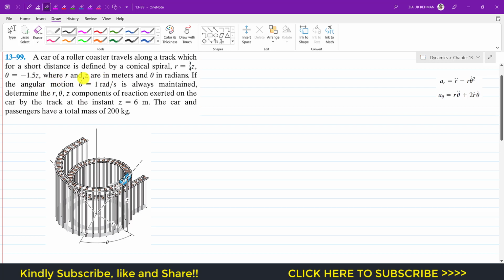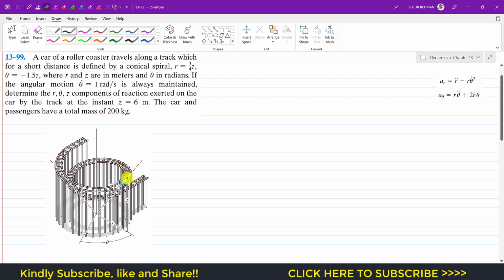Where r and z are in meters and theta in radians, if the angular motion theta dot equal to 1 radian per second is always maintained, determine the r, theta and z components of the reaction exerted on the car by the track at the instant when z is equal to 6 meters. The car and passengers have a total mass of 200 kg.